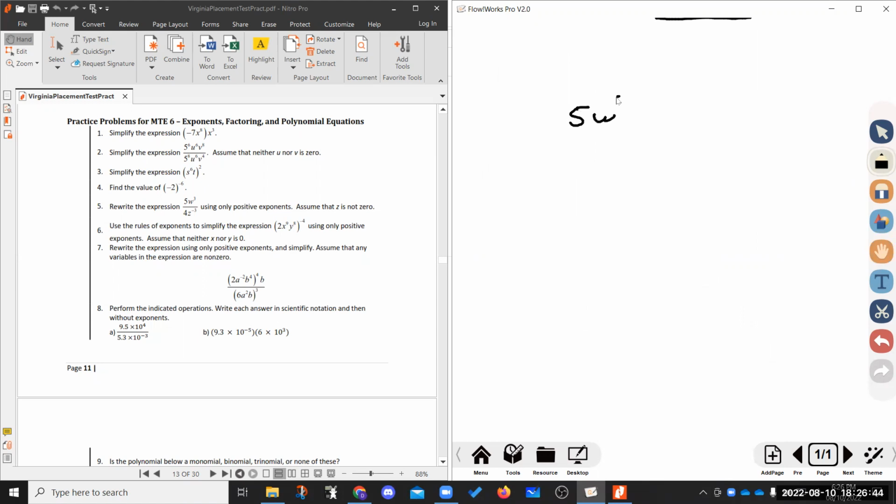Five w to the 3rd divided by 4z to the negative 3rd, with only positive exponents. So we're going to have to take the z to the negative 3rd across the fraction bar. Going to leave the 4 in the denominator because it does not have a negative exponent on it. It has a positive exponent of 1. It's only the z that has the negative 3 exponent sitting on it. So there we go.